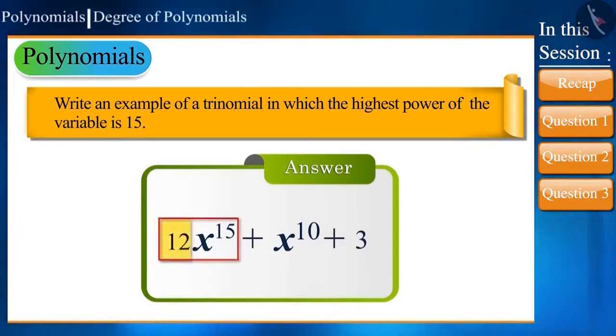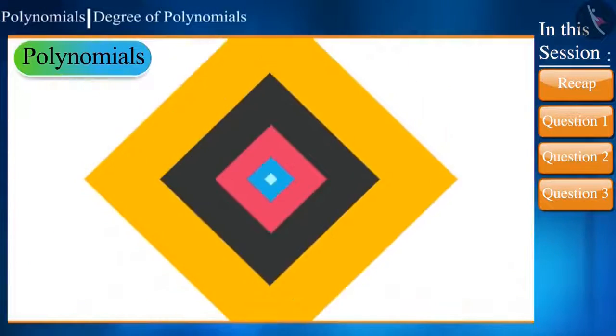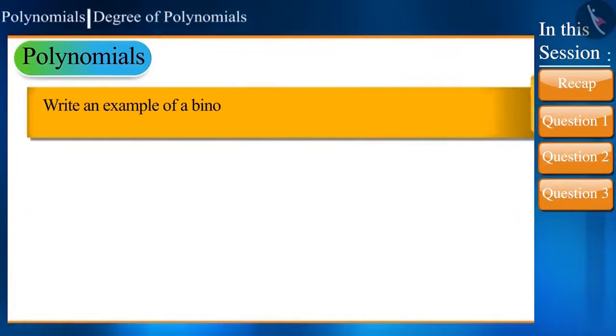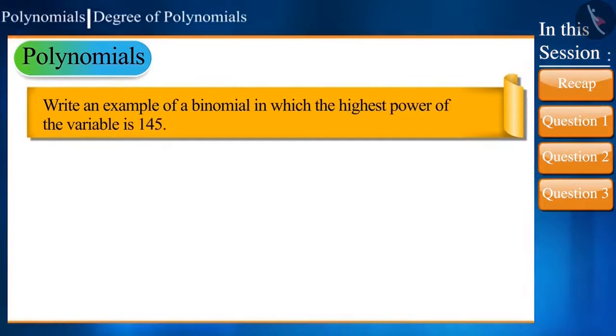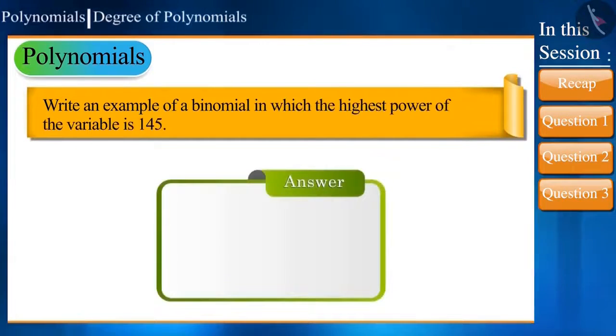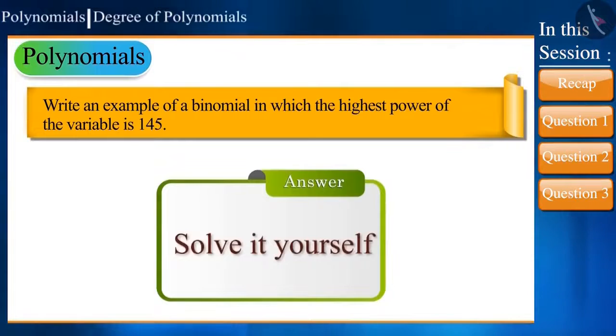Here, you can also write the coefficient of x to the power of 15, which can be any number other than 0. Got it? Before we end, here's a question that you have to solve yourself. Write an example of a binomial in which the highest power of the variable is 145.